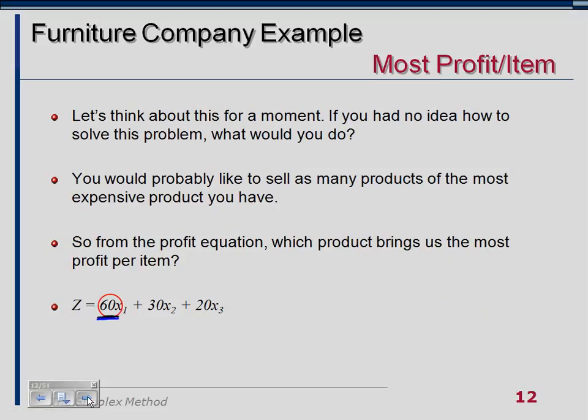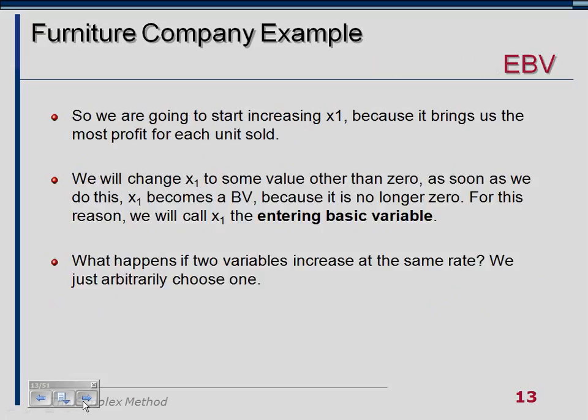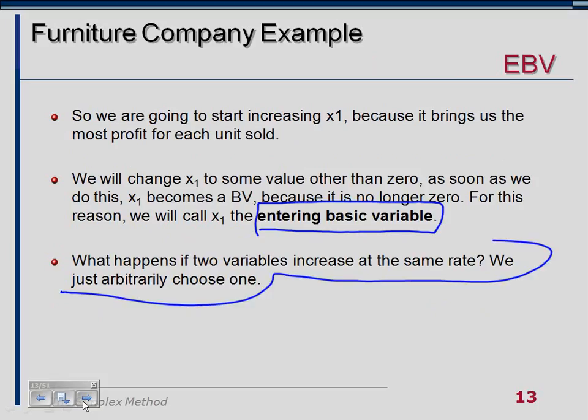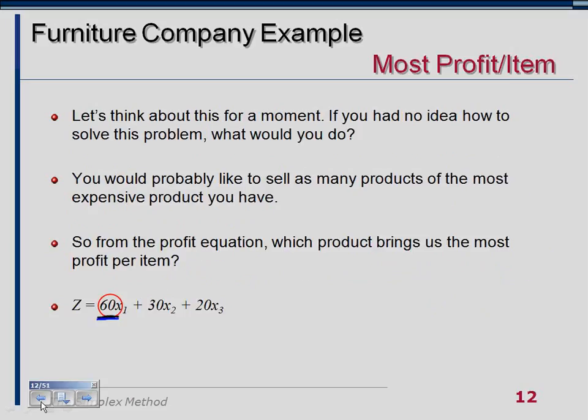So what you do is you start increasing the number of desks you can make. Now, we'll change x1 to some value other than 0. As soon as we do this, x1 is no longer a non-basic variable because it's no longer equal to 0. For this reason, we call it an entering basic variable. It was set equal to 0. Now it's going to be something else, so it is becoming a basic variable. Now, what happens if two variables increase at the same rate? What would have happened if we'd had 60x1 plus 60x2? Well, we just pick one. I don't care. Pick x1 or x2. It doesn't matter.